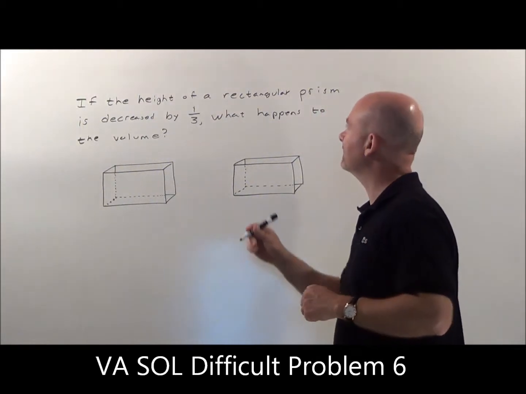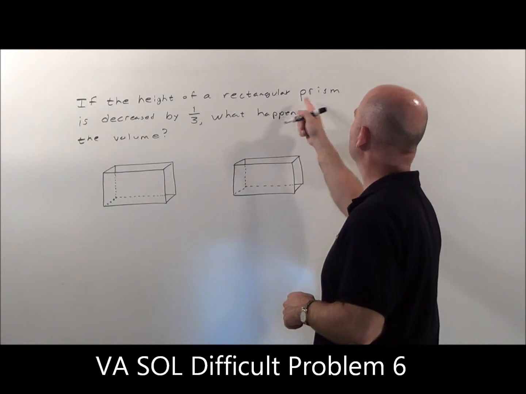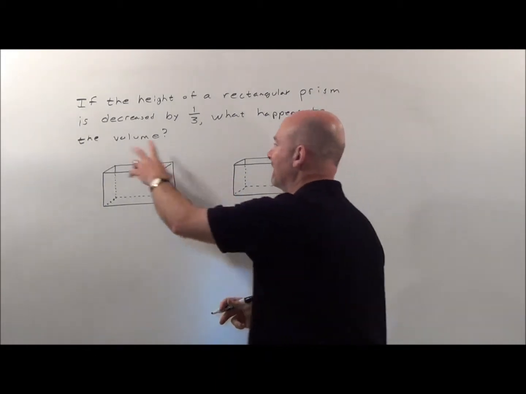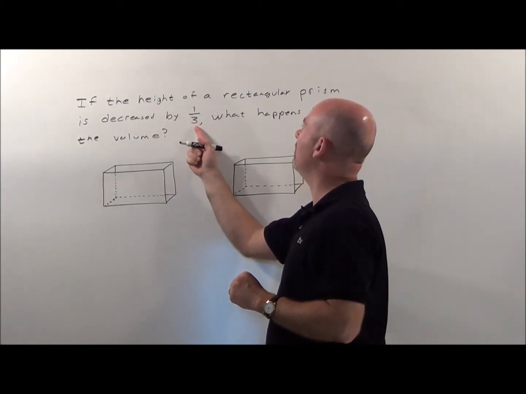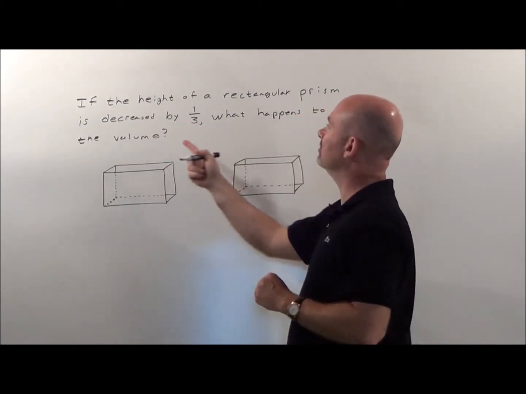Here's a problem we have. It says if the height of a rectangular prism, now a rectangular prism is just basically a box, says if that prism is decreased by 1/3, what happens to the volume?